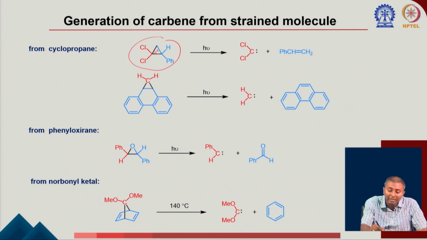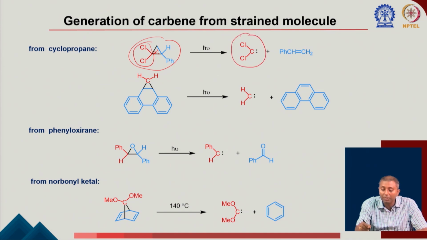So, it is cleaving here and this bond can move in this direction. That means this part is getting out, forming the corresponding dichlorocarbene. It can happen here very similarly: this part can chop off under photolysis to form this CH2 carbene, or methylene.